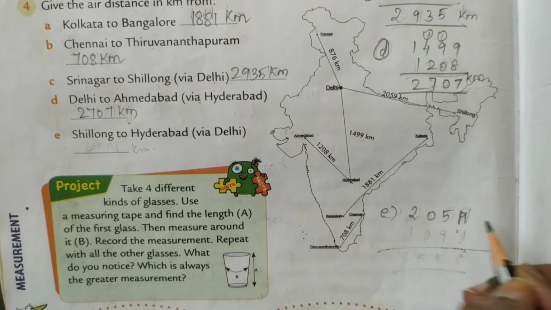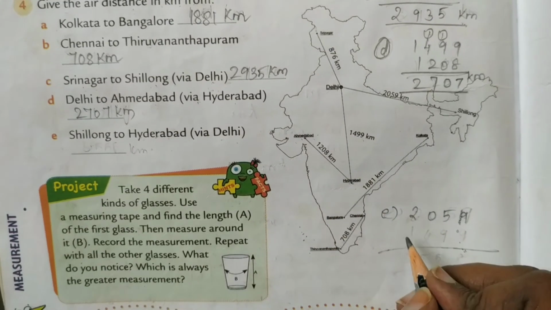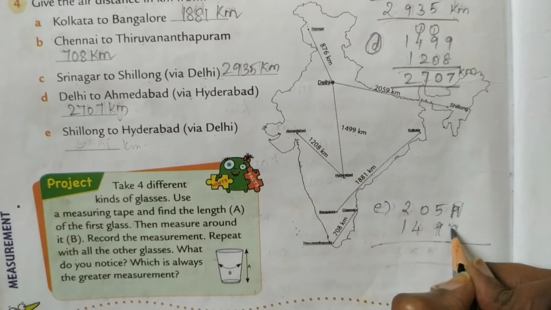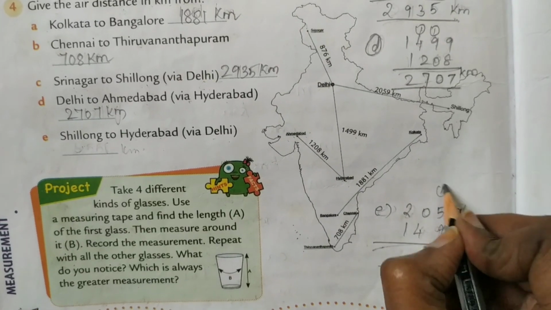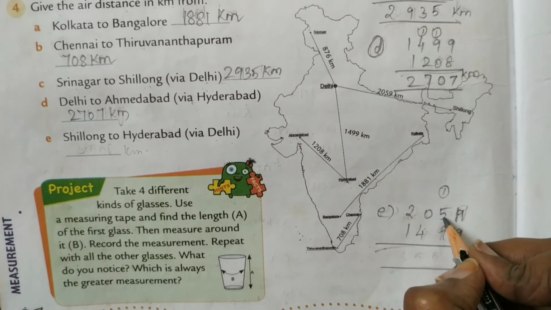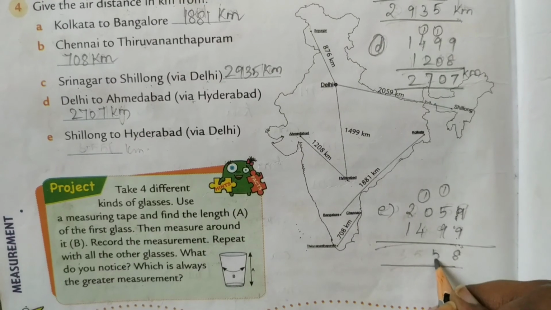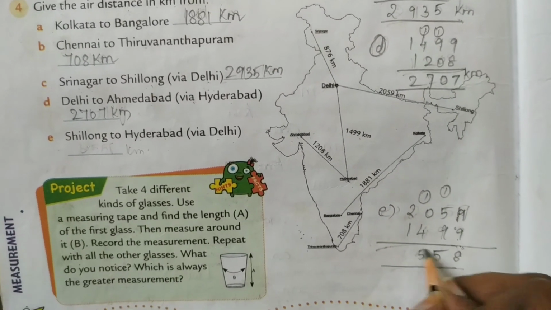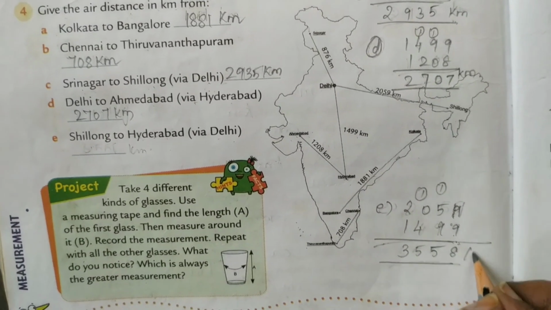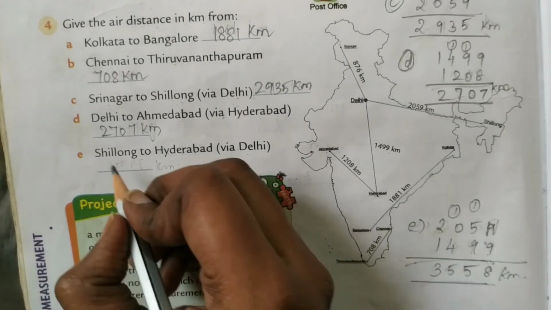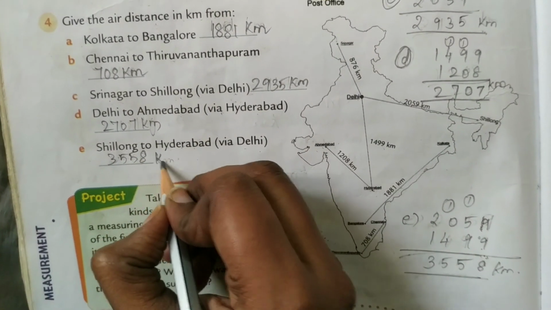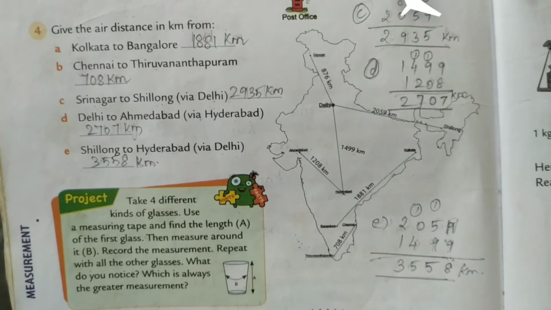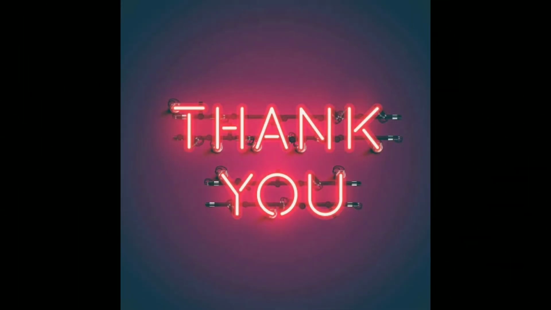2059 plus 1499. So when you add, we get 9 plus 9 is 18, carry over 1. 9 plus 1 is 10, plus 5 is 15. So 1 plus 4 is 5, 2 plus 1 is 3. So the total is 3558 kilometers. Got it?